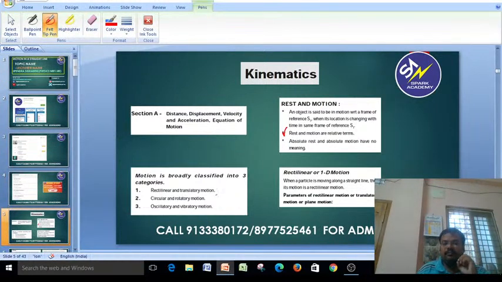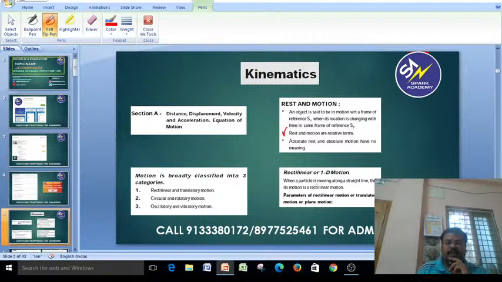So next point: motion is broadly classified into 3 categories. The first type is rectilinear motion, also called translatory motion. Another one is circular motion, or rotatory motion. And the third type is oscillatory motion, or vibratory motion. These are the 3 categories into which motion is broadly classified.